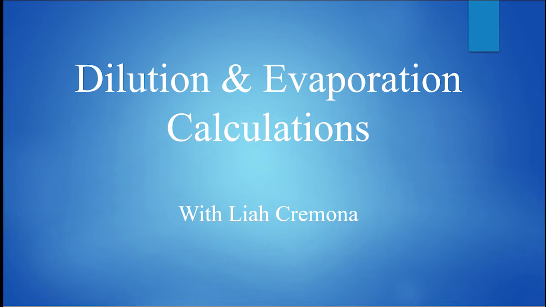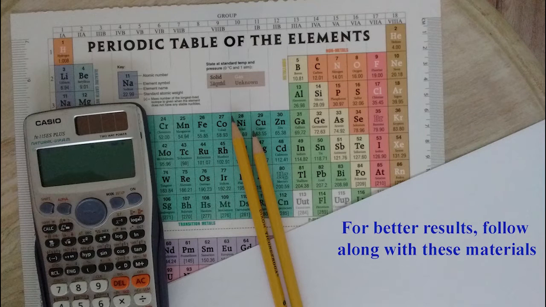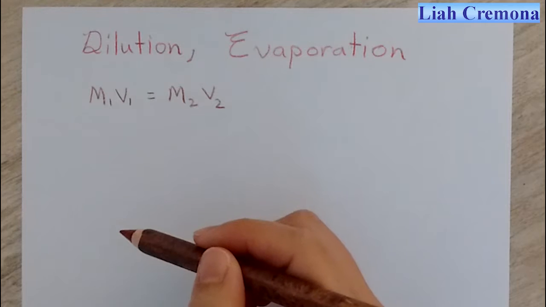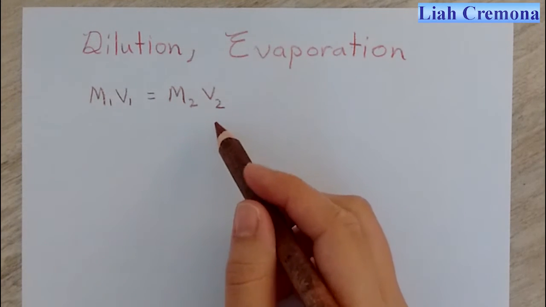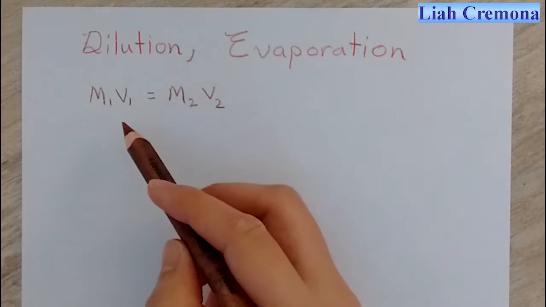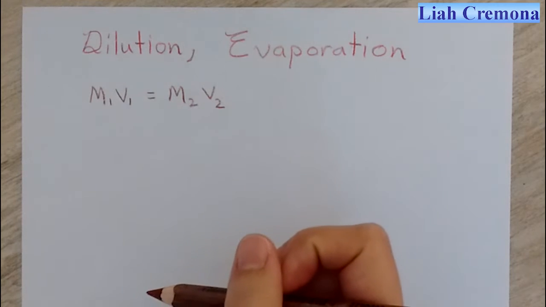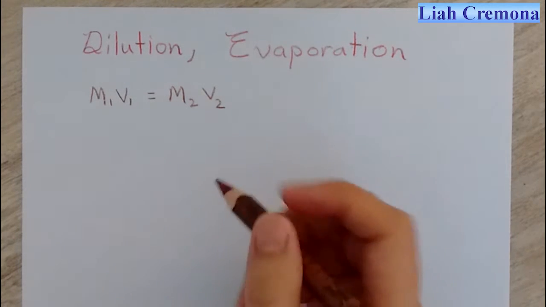Today, I'm going to be going over some questions that involve dilution and evaporation. So here we have the equation that we're going to be using for these questions. M, for both sides, indicates concentration, and V indicates volume.